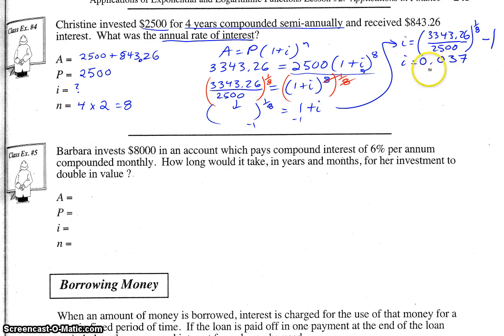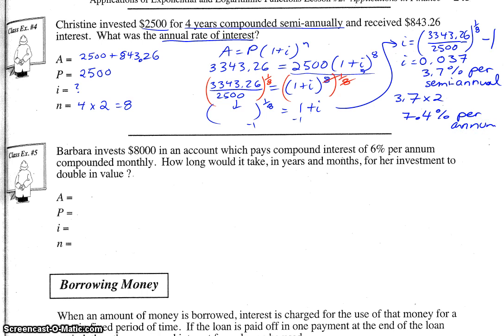So this is the interest rate, so it would be 3.7%, but that's per compound period, so it's per semi-annual period. So to get that per annum, we'd have to multiply that by 2. So we would have 7.4% per year, or per annum. And there we go. Good. Let's look at the next question.